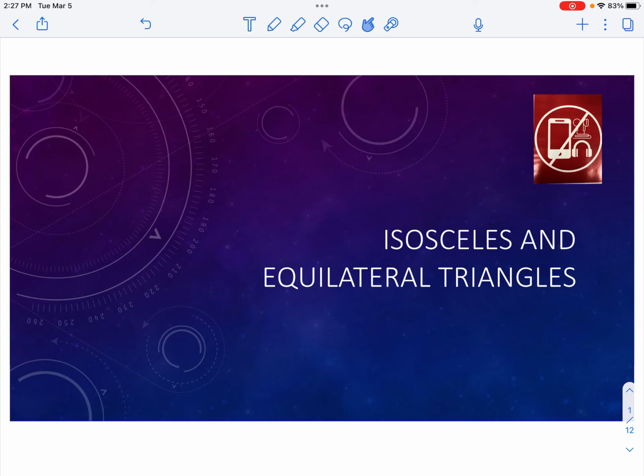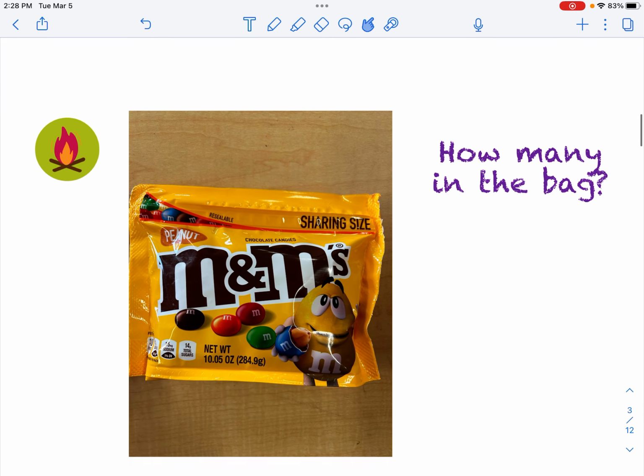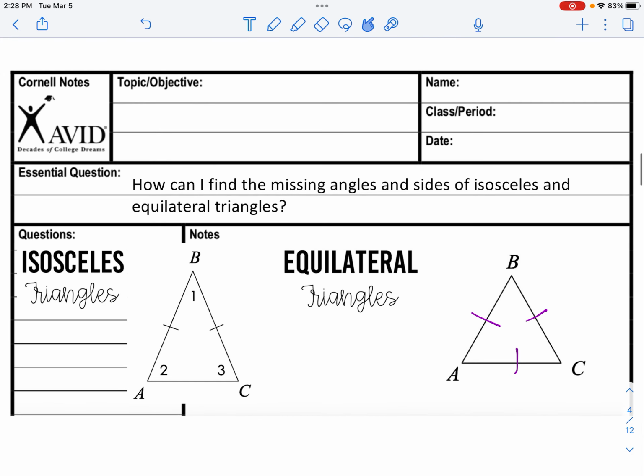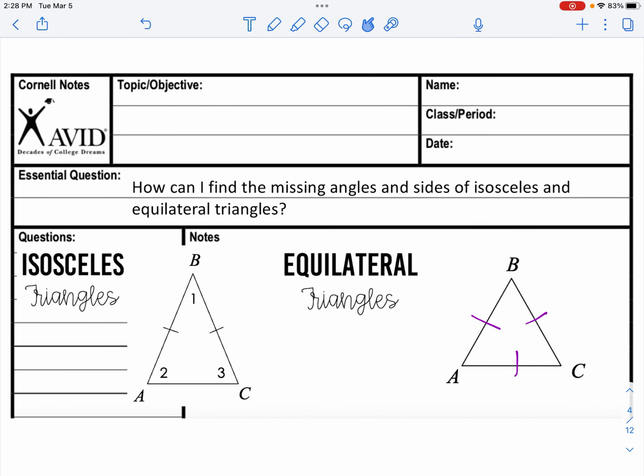Okay, so this lesson is on isosceles and equilateral triangles. So we've already talked about what those are on some level. An isosceles triangle is a triangle with two congruent sides. An equilateral triangle is a triangle that has all three sides congruent.